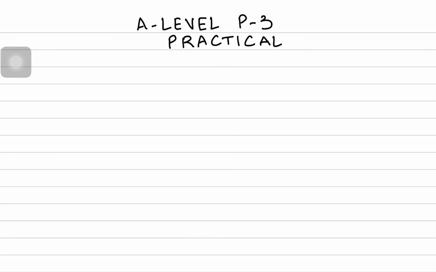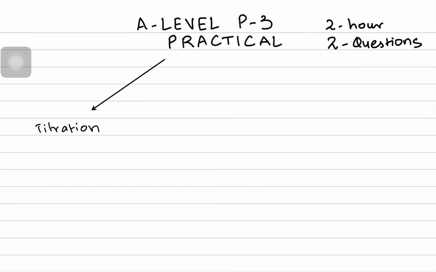By the way, the A level P3 is a 2-hour exam, and it normally has 2 questions, but again, it might have 3 questions also. So let's begin. The first kind of question that you can encounter in the A-level practical examination is the titration, which is normally question 1. In titrations, you use volumetric analysis, where you deal with the volume of one chemical required for the reaction with another chemical.